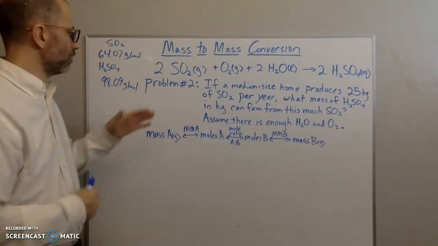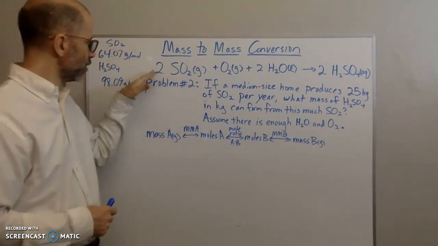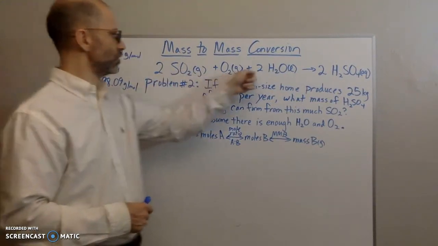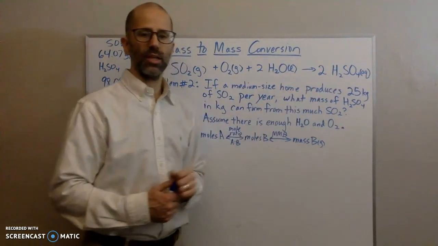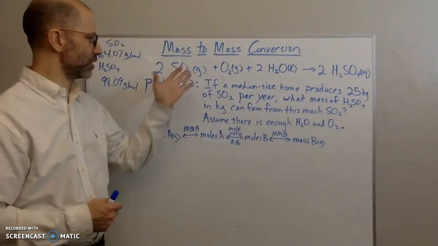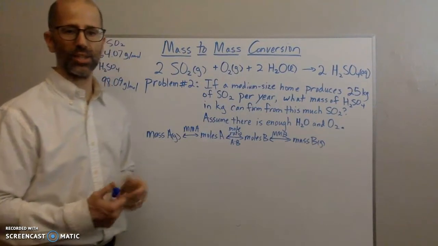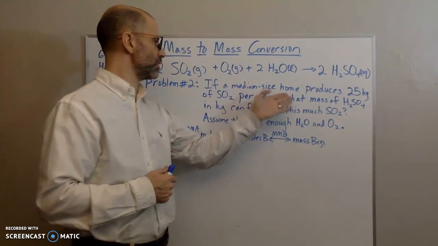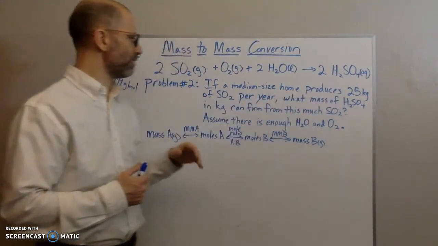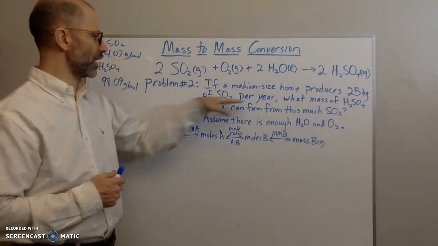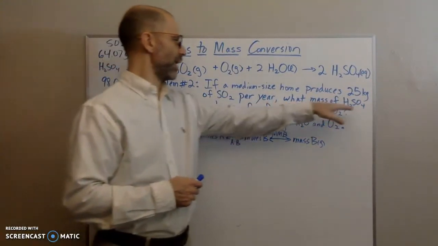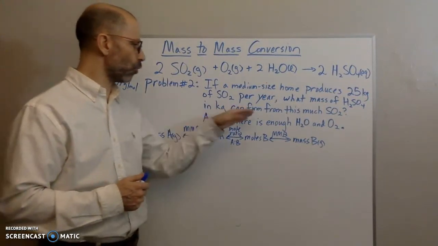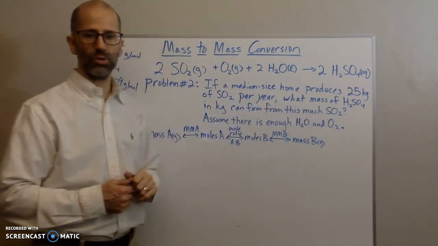So here we have the problem. It says, here is the equation where sulfur dioxide reacts with oxygen and water and creates sulfuric acid. And this is basically the production of acid rain. So in this problem, we're saying if a medium-sized home produces 25 kilograms of sulfur dioxide per year, what mass of sulfuric acid in kilograms can form from this much SO2?